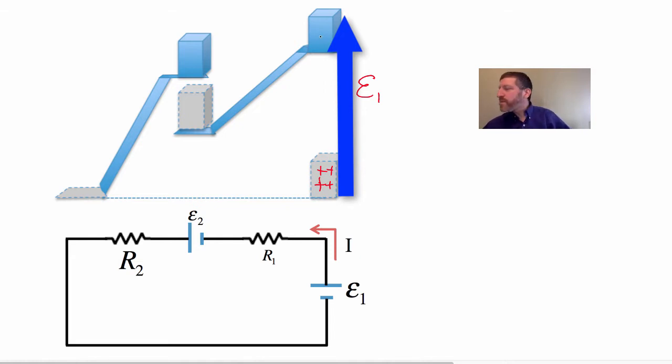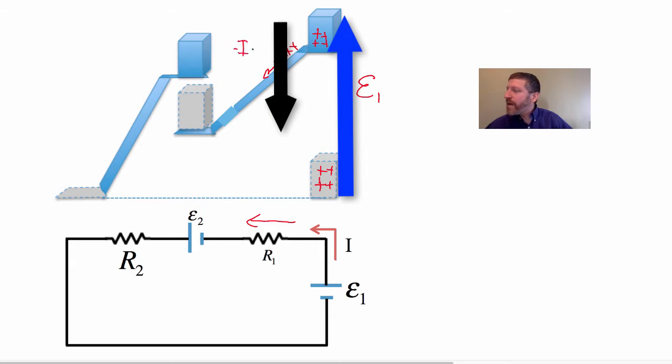Then these positive charges, which are now up here, are going to slide down this hill. And this hill has friction. So as those positive charges slide down, that gravitational potential energy, which is an analogy for electric potential energy, gets turned into thermal energy because there is friction here. They're going to lose height, which is a potential loss, so it's negative I, and this is representing R1.